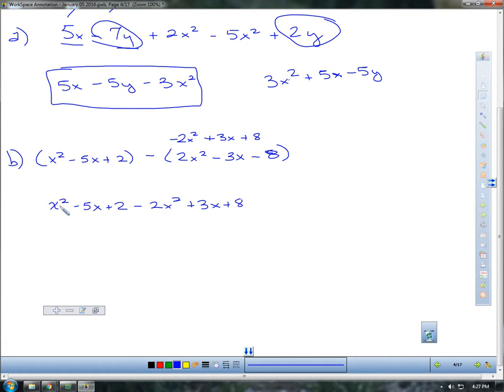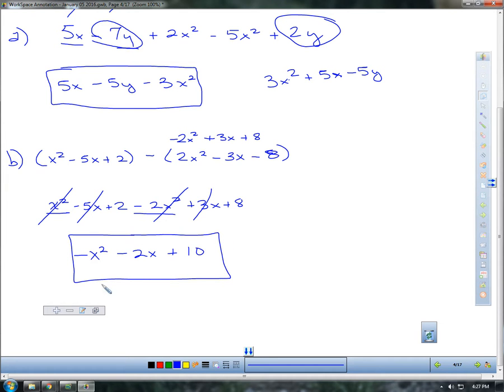And then it works just like above. X squareds go together. 1 minus 2 is negative x squared, or negative 1x squared. Okay? Those are done. Negative 5x plus 3x is negative 2x. Got rid of those. And then 2 plus 8 is a positive 10. And so I have my combination. Pretty easy. Can you add the numbers, and can you pick things that are alike?